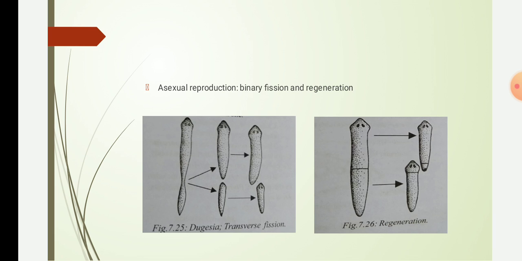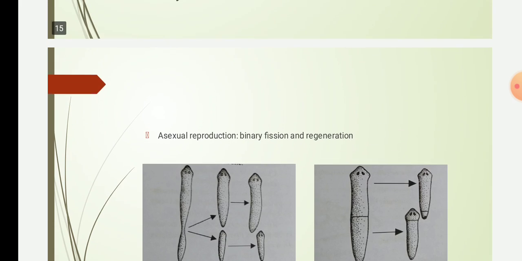That is, whenever a cut takes place, or the body cuts into two, they will move towards that cut region, and there they will show a repeated division of the parenchyma cells, thus giving rise to the new tissues. Okay, this will give rise to the complete organism. Okay. This is about the asexual type of reproduction.